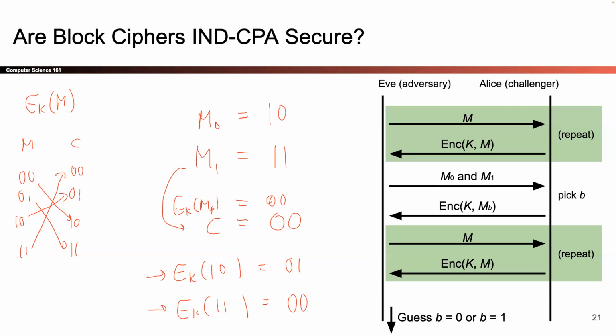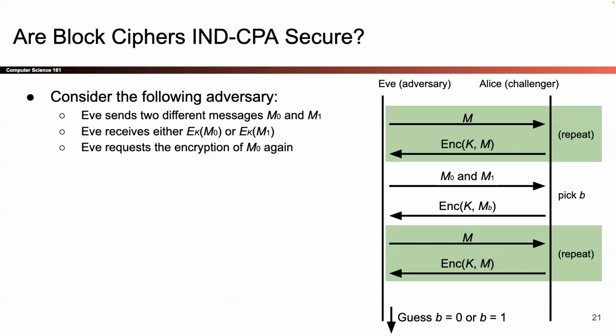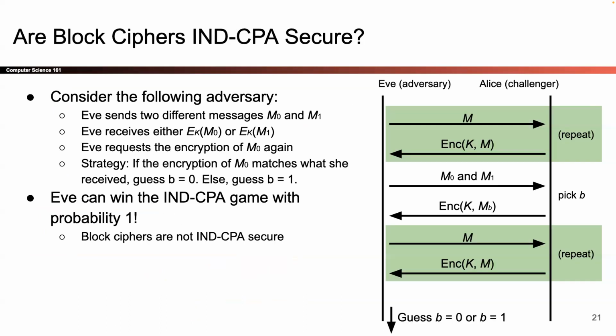But the whole takeaway from this slide, which I will now give to you in slightly nicer handwriting, is that as Eve, you can always win the game on block ciphers. And that's because you're leveraging the idea that if you ask me to encrypt the same message twice, I will always output the same ciphertext. Nothing in this is changing as soon as I pick K.